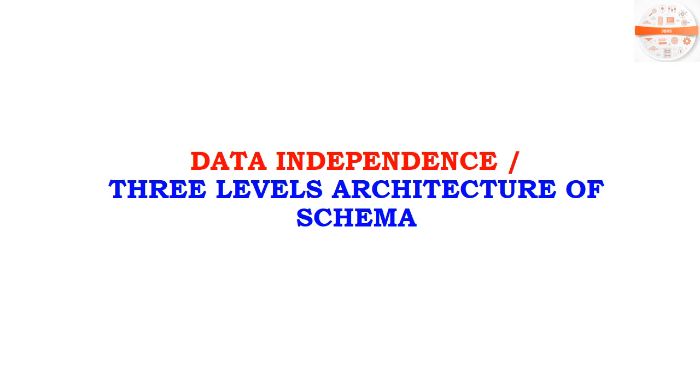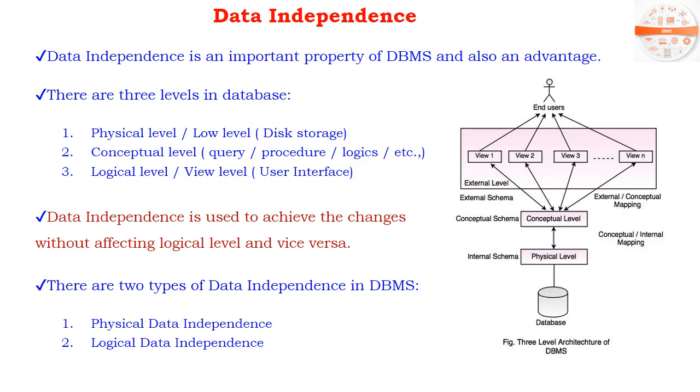And next one is data independence, or the three-level architecture of schema. Data independence is an important property of a database management system and also has some advantages. There are three levels of database. Physical level or low level, that is disk storage. And next one is the conceptual level, that is query, procedure, logic, etc. That is the middle level. And next one is the logical level or view level, that is the top level. It interacts with the user, that is the user interface.